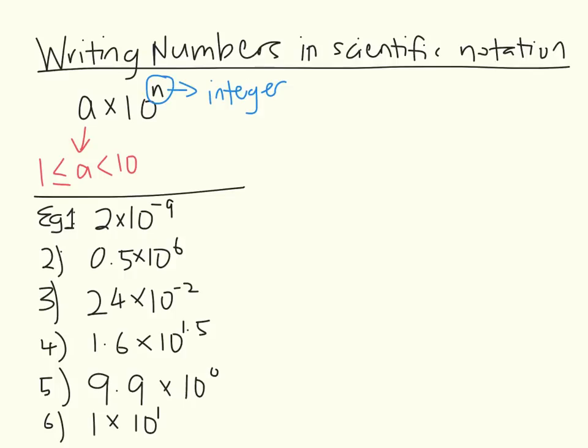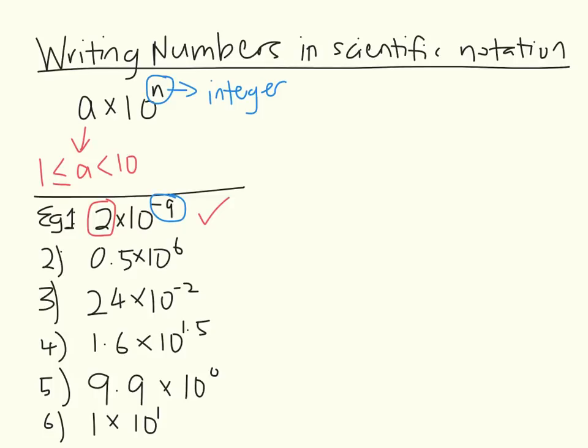Okay, so let's look at the first example. 2 times 10 to the power of -9 is in scientific notation. So this number 2, the factor, is it greater than or equal to 1 and less than 10? Yes, it is. And this number, the power of 10, is it an integer? Yes, it is. So this is in scientific notation.